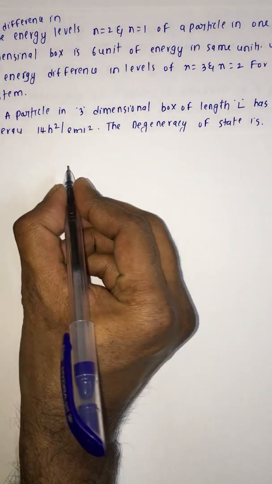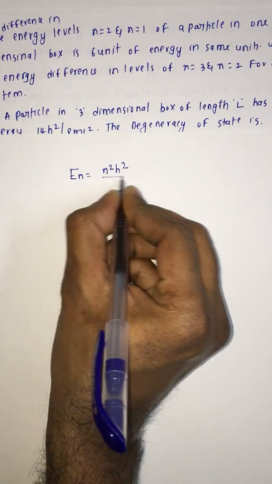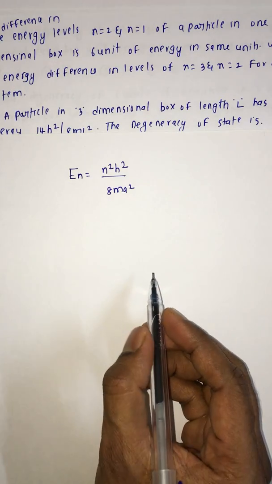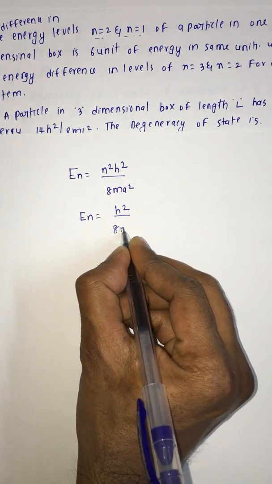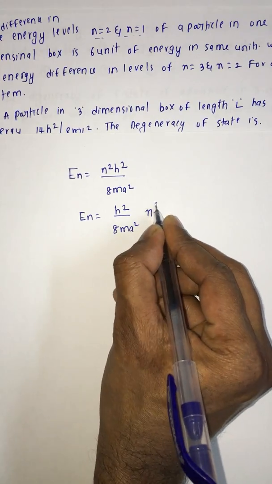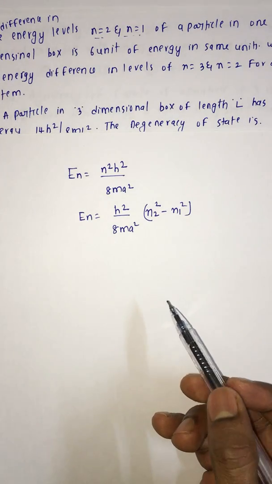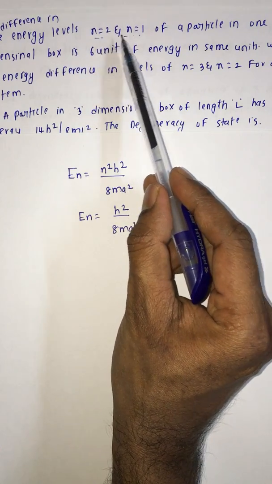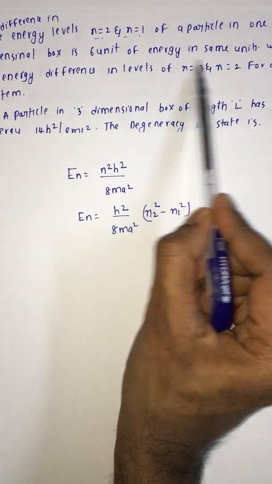So we know that in a one-dimensional box, energy En is given by n square h square by 8ml square. When we have two energy states, the energy difference will be h square by 8ml square times (n2 square minus n1 square). The energy difference between n equals 2 and n equals 1 is 6 units.